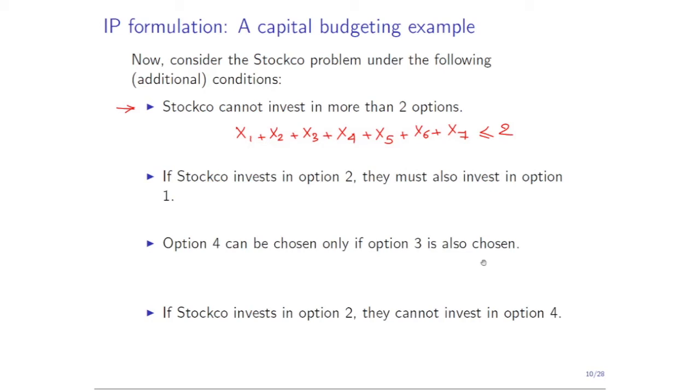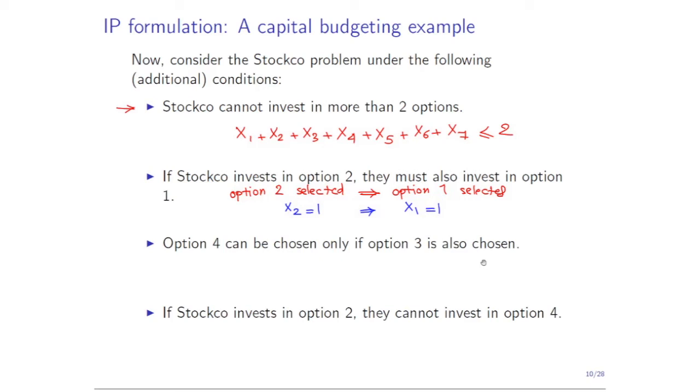Let's consider another one. If the company invests in option 2, they must also invest in option 1. What does it mean? It means that if option 2 is selected, then option 1 must be selected. Or in mathematical terms, if x2 is 1, then x1 must be 1 too.